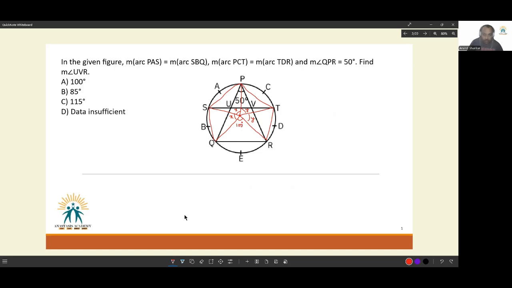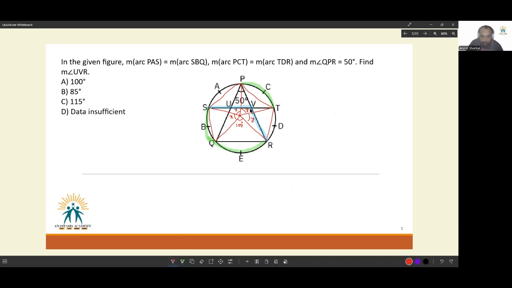Find the measure of UVR. We are looking for this angle. So instead of calling it UVR, I am calling it SVR. Now this is the angle formed upon intersection of chord PR and chord ST. If we are looking for the measure of the angle formed upon intersection of chord PR and ST, we look at arcs PCT and arc SQR. Look at these two arcs.